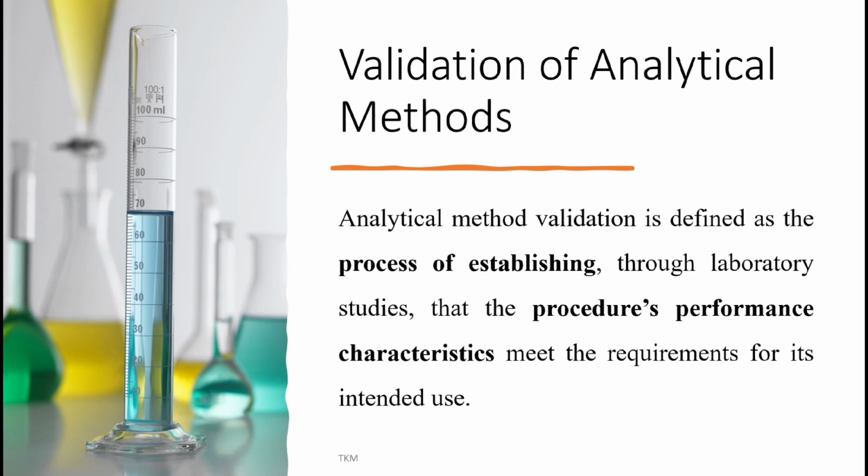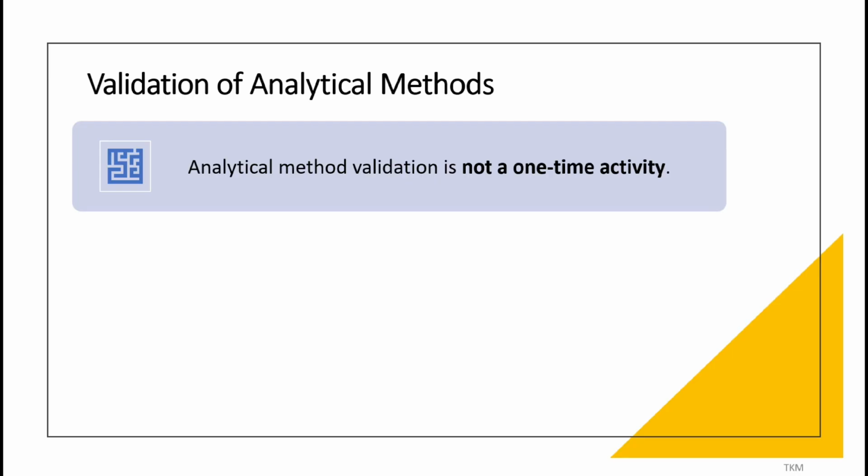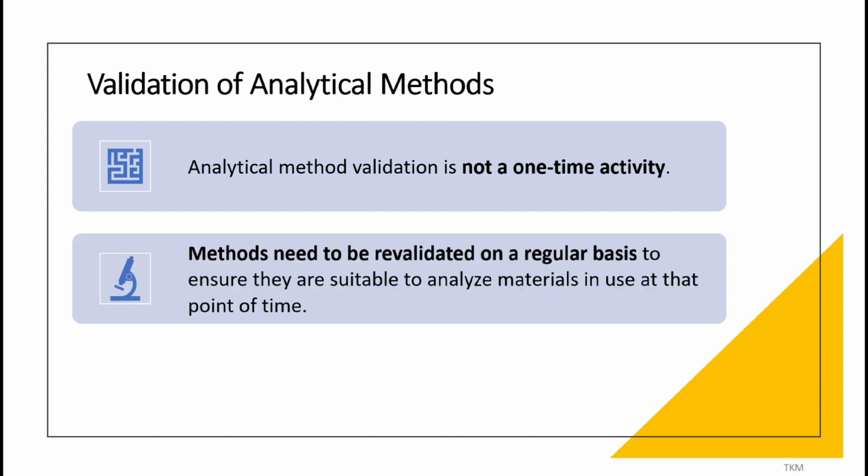Analytical method validation is defined as the process of establishing through lab studies that the procedure's performance characteristics meet the requirements for its intended use. Now we have to understand that analytical method validation is not a one-time activity. Be it analytical method validation, cleaning validation, or process or equipment validation, validation is never a one-time activity. It is an ongoing process.